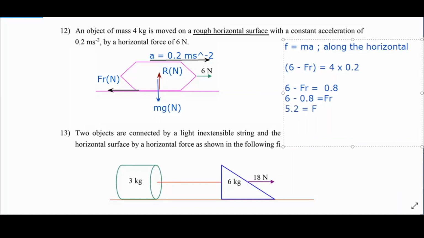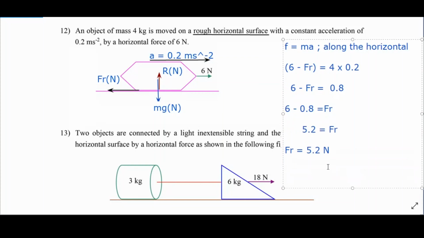But we never keep an answer like this. We should keep the answer as: our friction force equals 5.2, and then we should write the unit. So we should always keep the answers in this format. If Fr equals something, we do not write just a number. That's really complete here. Who got this answer? Fr equals 5.2 Newton, Lamai?